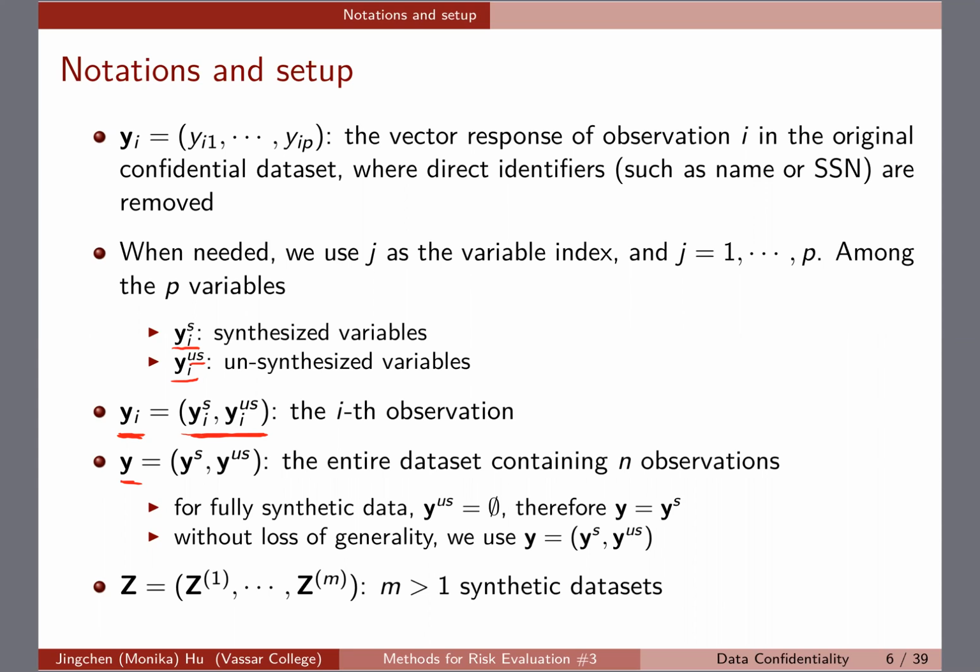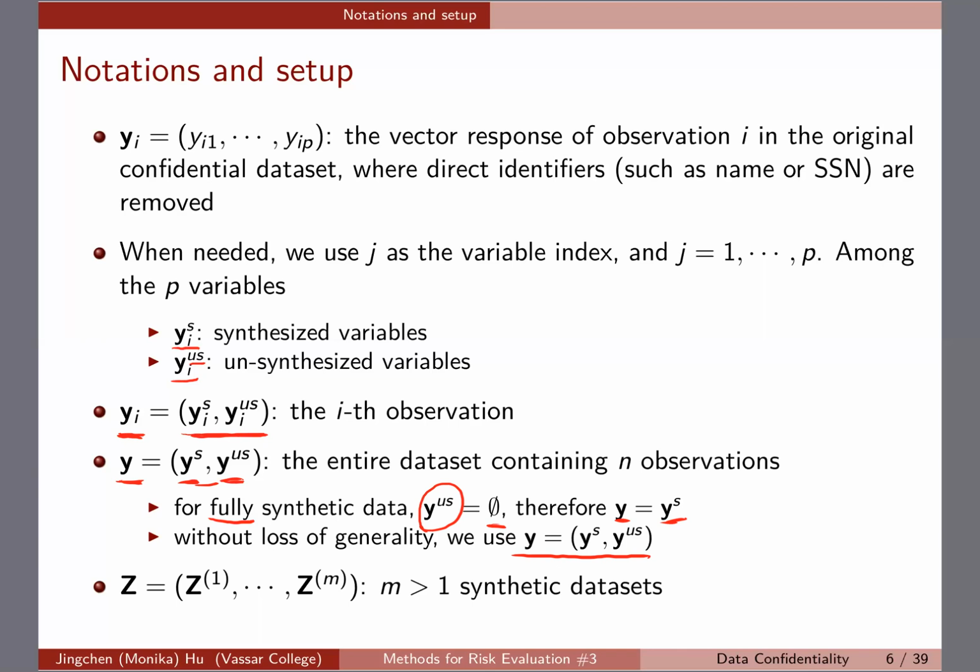And then dropping the subscript i will indicate the entire data set. Imagine the entire data set Y is a matrix, a data frame, and you have the portion that is synthesized and the portion that is unsynthesized. Even though throughout the lecture we're going to use partial synthesis as the working example, if you're working with a fully synthetic data set, your unsynthesized set is the empty set, so in that case your Y just becomes Y^S. But without loss of generality, we're going to use the union of Y^S and Y^US as the entire Y.